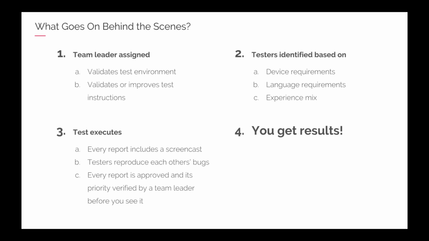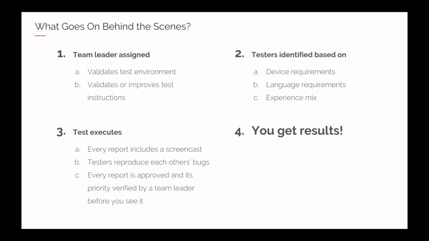And the team leader has a couple of important functions right away. First of all, validating that test environment to make sure that what is there can actually be tested. And then secondly, validating or even improving the test instructions. So when you have a guy like Fernando, who's an old pro at how to manage the crowd, he writes very good and clear instructions, but sometimes we'll get tests where the instructions need to be modified in order to be useful for the crowd. So the team leader helps with that even before reviewing any of the bugs.